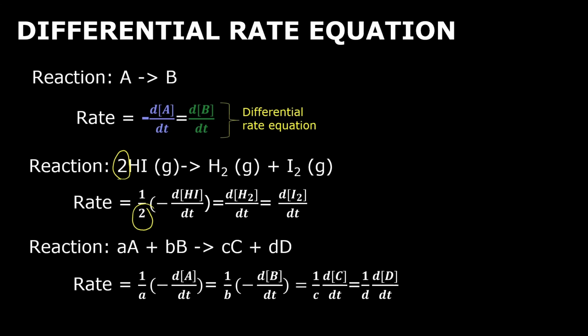Therefore, we can conclude that if we have a general equation where a mole of reagent A reacts with b mole of reagent B to produce c mole of product C and d mole of product D, we can write the differential rate equation as reaction rate equals 1 over a, where a is the stoichiometric coefficient of A in the balanced chemical equation, the rate of disappearance of A, equals 1 over b, the same with the stoichiometric coefficient for B in the balanced chemical equation, the rate of disappearance of reagent B, which is equal to 1 over c, the same with the stoichiometric coefficient of C in the balanced chemical equation, the rate of appearance of product C, equal to 1 over d, the same with the stoichiometric coefficient of D in the balanced chemical equation, the rate of appearance of product D.